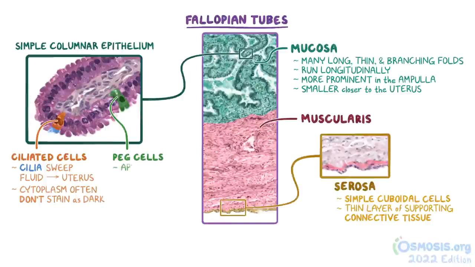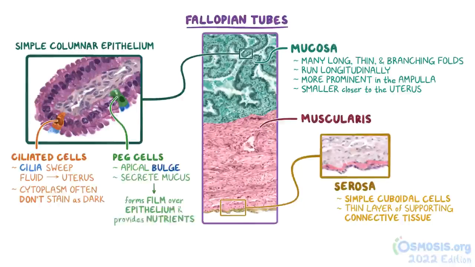Each peg cell has an apical bulge that literally looks like a peg that's protruding into the lumen. These cells secrete a mucus that forms a film that covers the epithelium and provides nutrients for the ovum or fertilized zygote. Unlike many other tubular tissues, there are no goblet cells or glands in the mucosa of fallopian tubes.